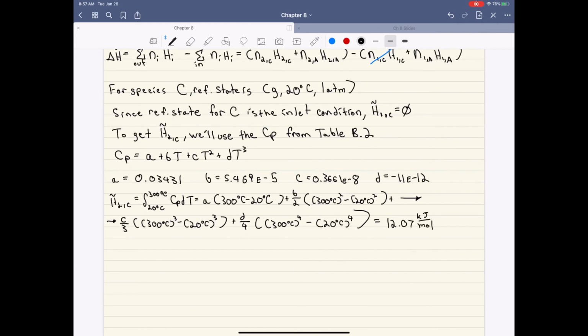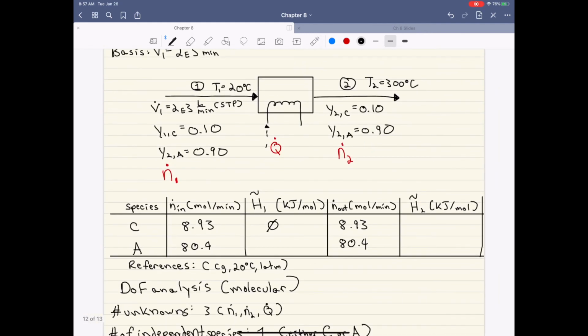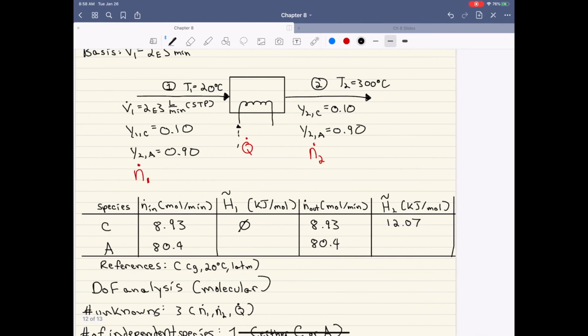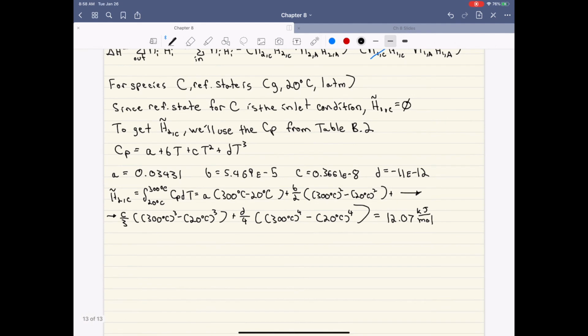Okay? Alright, so now that we have that value, we'll go back to our table and we'll fill it in. Alright, so now we got all the enthalpy values for methane. So now what we got to do is air. We could take the same approach with air, and you would get the correct answer. But fortunately, in the book, there's actually a quicker way to do it.